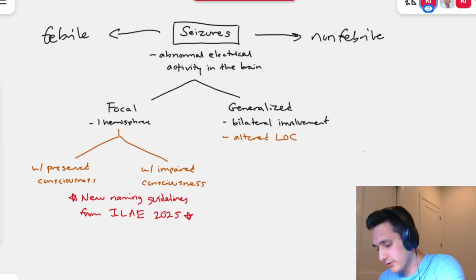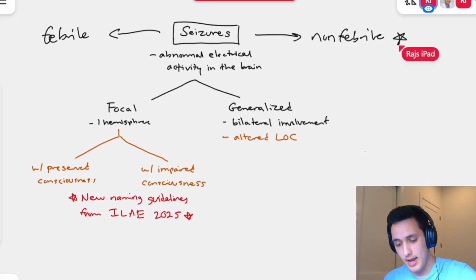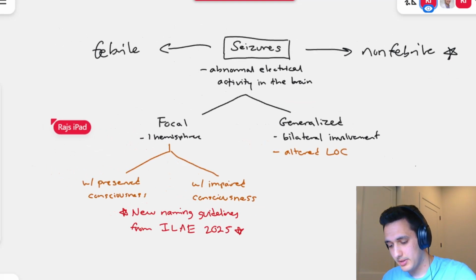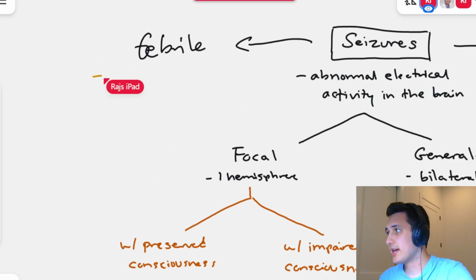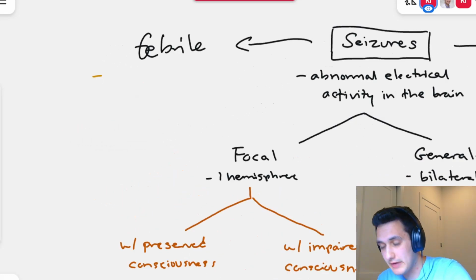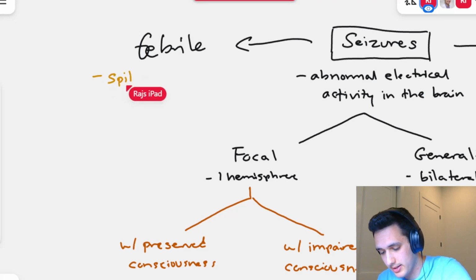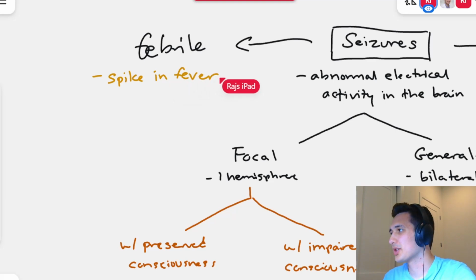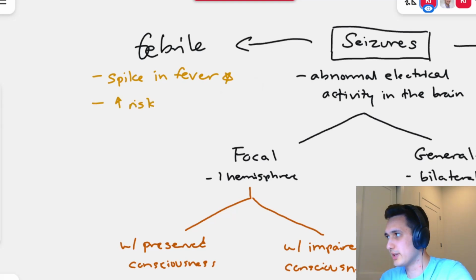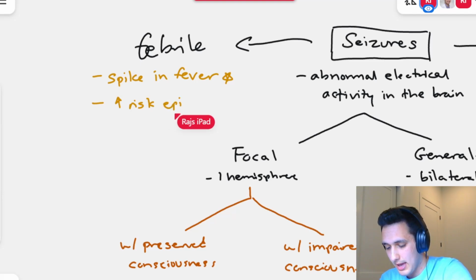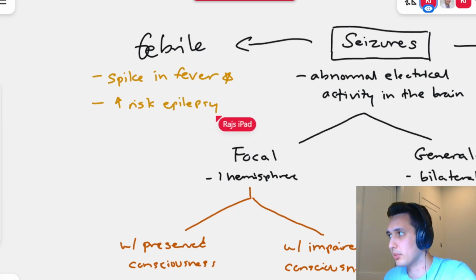So today we'll be mostly focusing on non-febrile seizures, but I want to briefly go over what febrile seizures are in children at least. As the name implies, there is typically a fever going on with febrile seizures, but it's actually the spike in fever that causes the seizure. It's not the actual temperature itself that induces seizure activity. The risk of epilepsy actually increases if they have multiple episodes of febrile seizures.